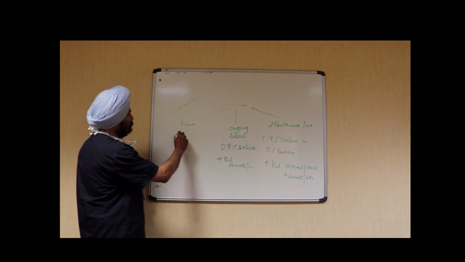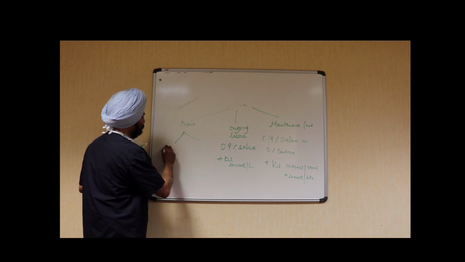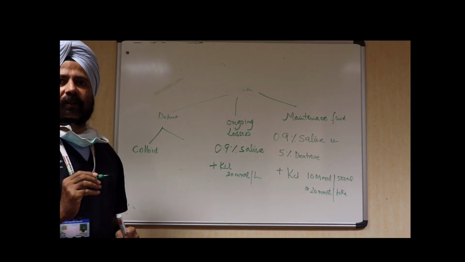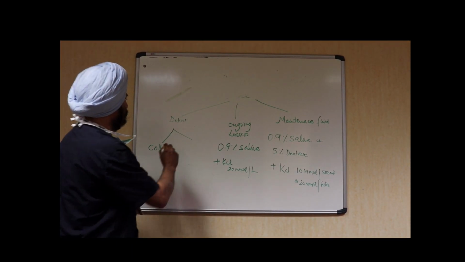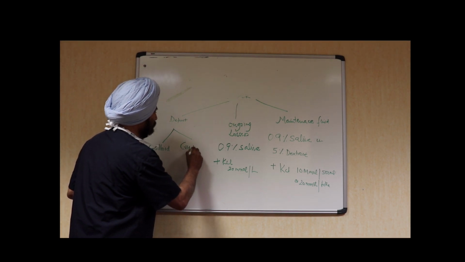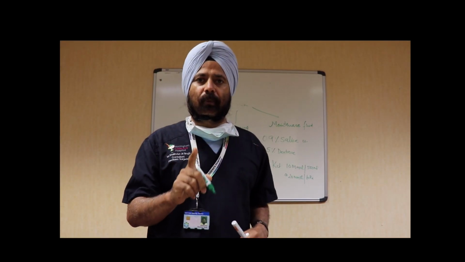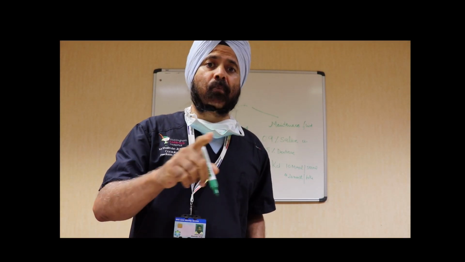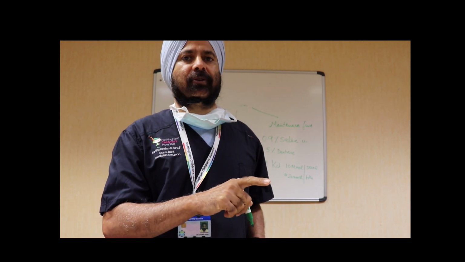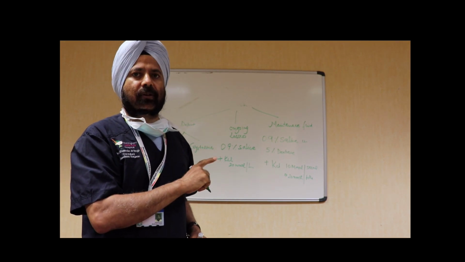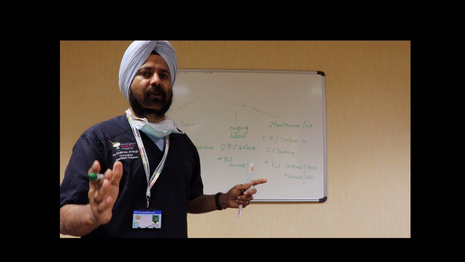Now we will come to the deficit. In deficit, you have two choices. One is you resuscitate a patient and compensate for their deficit with colloid, or you can use crystalloid. I must remind you that all the formulas which I gave you of how much fluid to calculate in deficit, maintenance and ongoing were for the crystalloids and they were not for the colloids. So the colloid versus crystalloid controversy only comes in the category of the deficit. How do you correct? And still it's not settled.